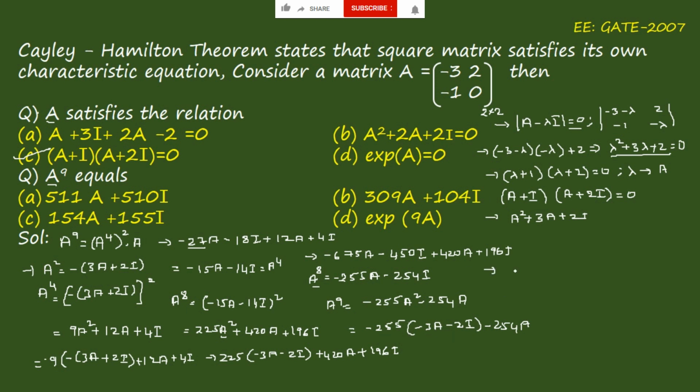255 into 3, it becomes 765a plus this one, it becomes 510i minus 254a, which is equal to a power 9, right? So subtract these two, we get 511a plus 510i is equal to a power 9. So it goes in option A.